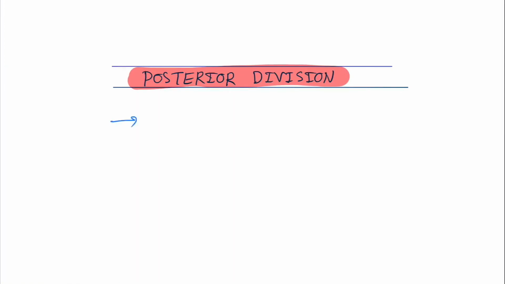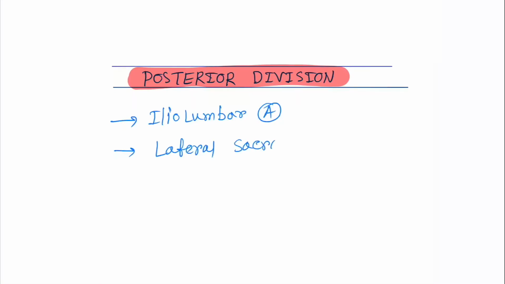Okay, next come to posterior division. Here it forms iliolumbar artery, lateral sacral artery, and superior gluteal artery. Okay, so that's it, all the branches of abdominal aorta.